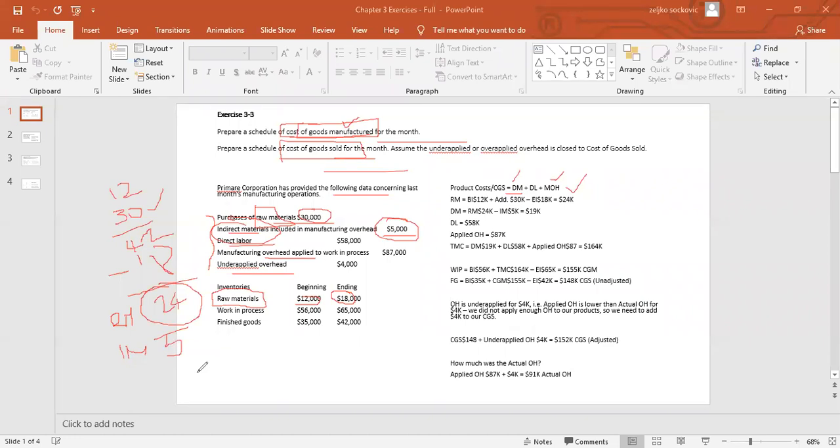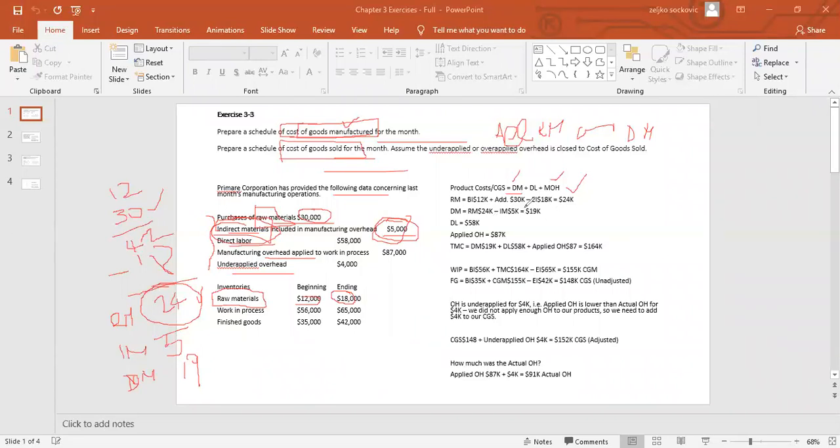24 minus 5, 19. Very good. Direct materials are then 19 because they have to add up to the total of raw materials. If you were told here that all raw materials are direct materials, then you would know these 24 are all direct materials. That's fine, but you always have to look and be careful. So these indirect materials here are 5. So now you know that direct materials are 19.